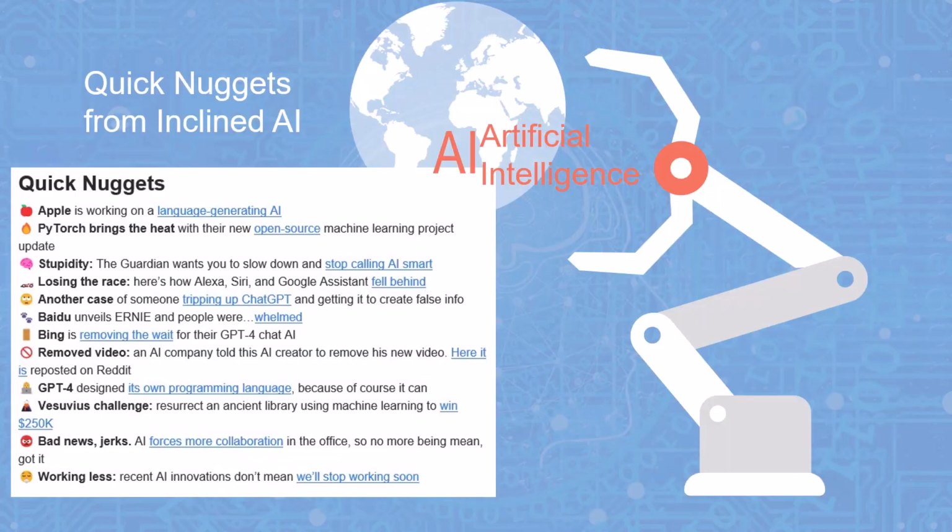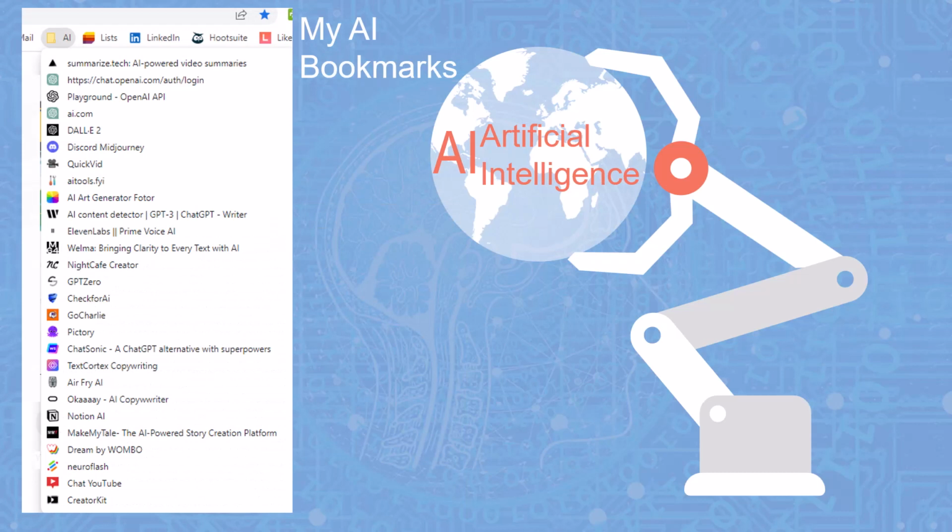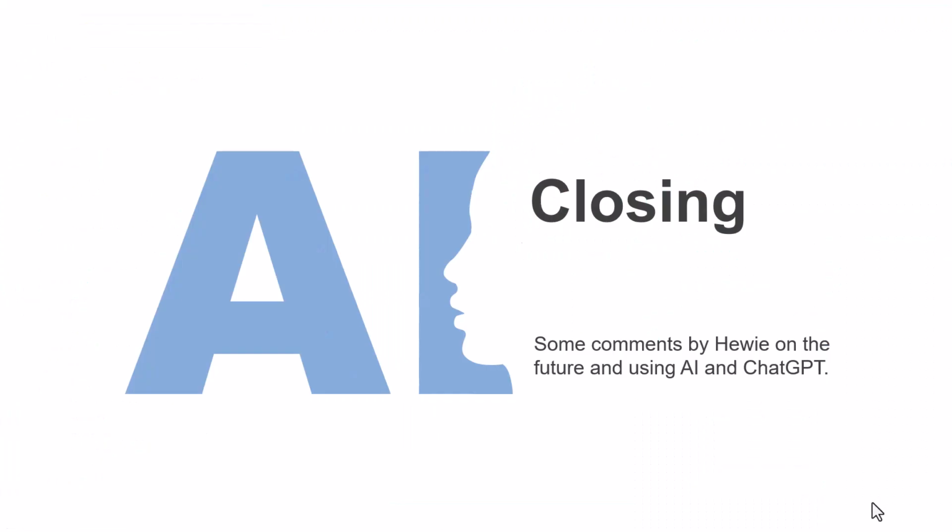There is so much going on in the industry from one of my newsletters, Inclined AI. Monday through Friday, I get that newsletter. And in it are quick nuggets. Every day now, a list this size. Every day, new products from Inclined AI and links to them for us to try or take a look at. So far, I have tested and used several of the AI products. This is a list from my bookmarks of those that I have worked with.